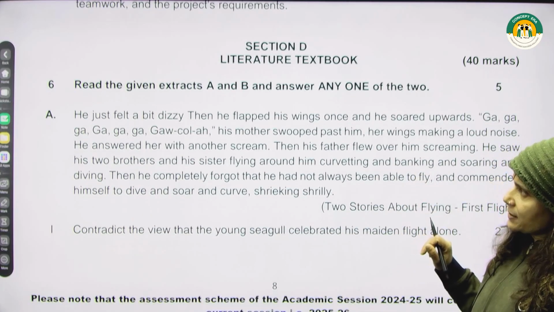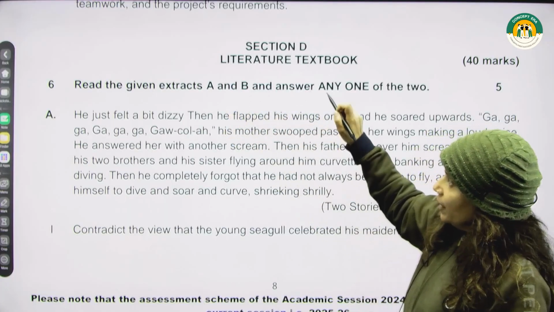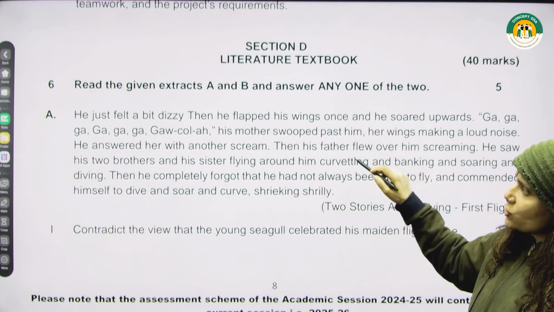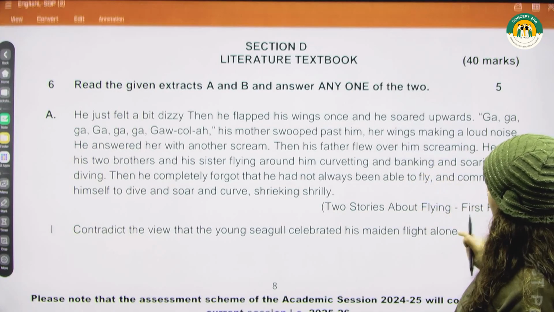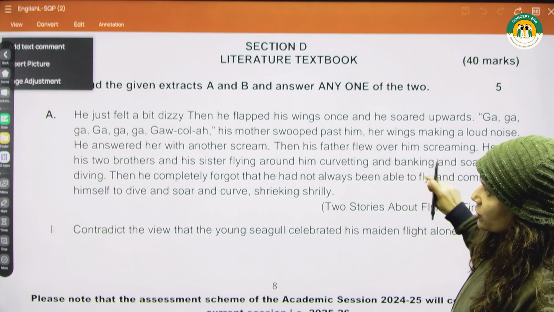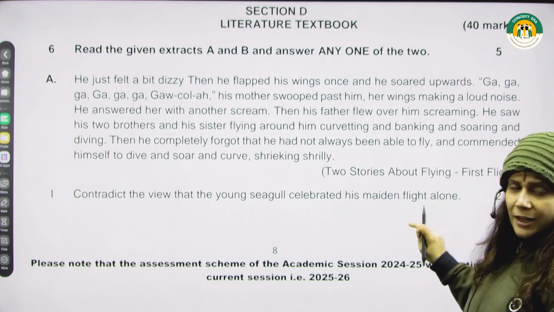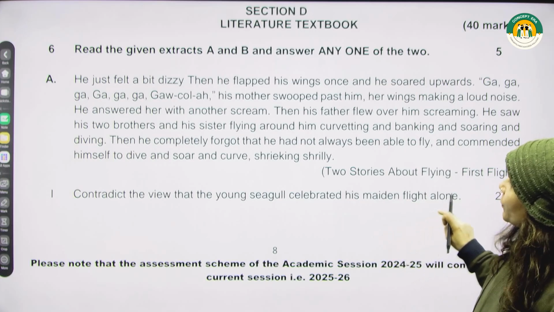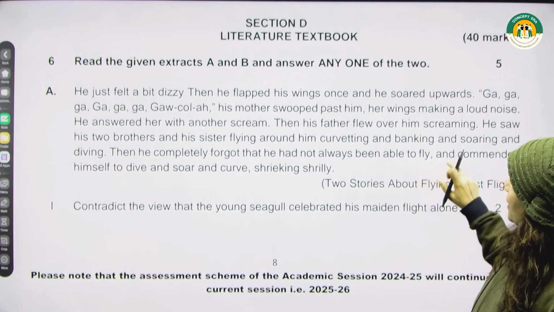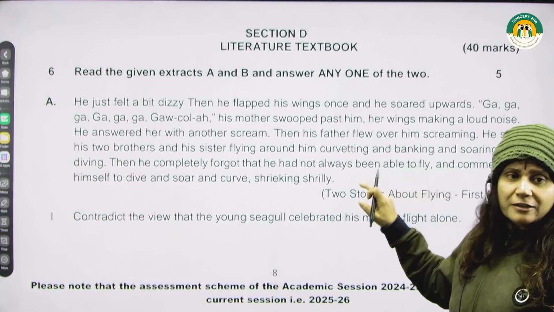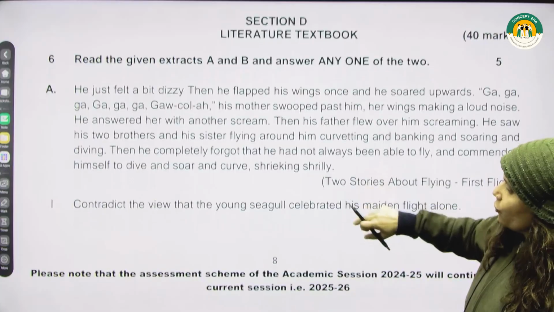Question number 6. What is this? This is reference to context. Here, in the form of question number 6A, if you see, you will find an extract, which is given from the literature reader. It can be given from prose or it can be given from drama. See, and here further the internal choice is given in the form of A and in the form of B.